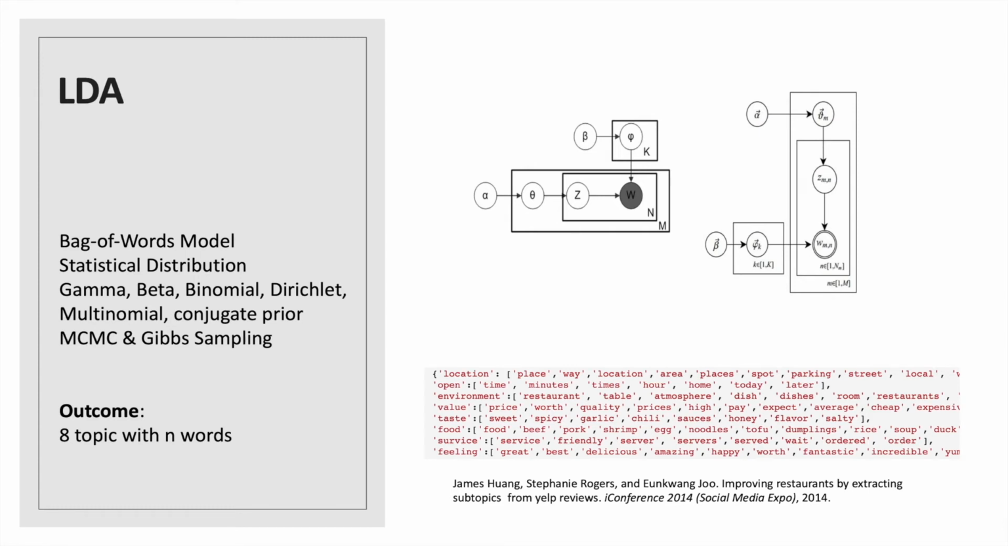Both of them follow a Dirichlet distribution. As it's a little complex, I won't talk more about its detail. After LDA, we can get key topics with n words in each topic. In our project, the key is 8: location, open, environment, value, taste, food, service, feeling. And there are some words in these 8 topics.